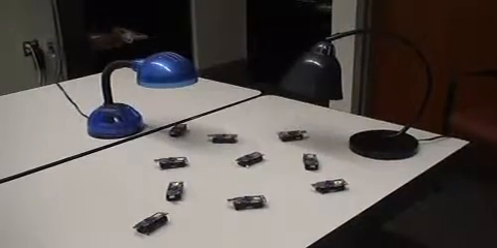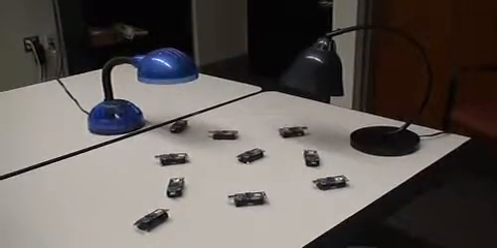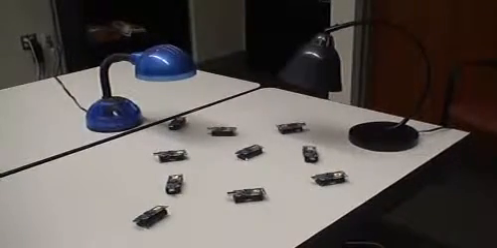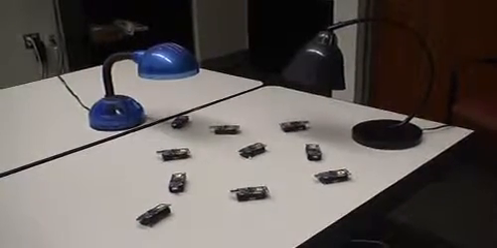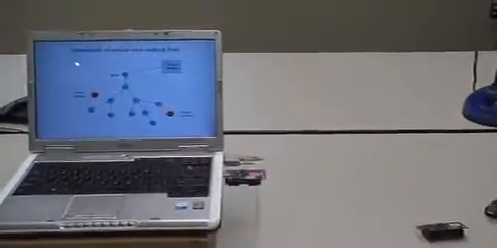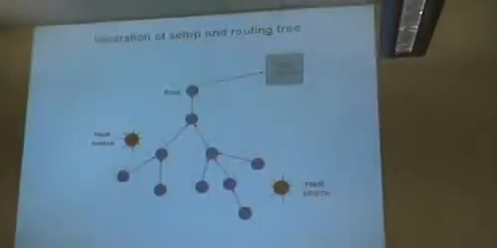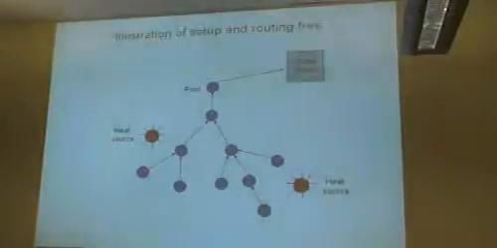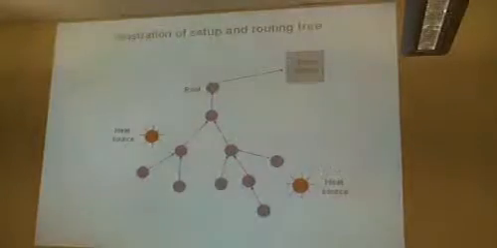They measure ambient temperature, and to introduce some gradients, we'll switch these lights or heat sources on and off. The data is routed to a base station that is a mote attached to this laptop. This is an illustration of the setup and the routing tree, which is fixed for the purpose of this experiment.